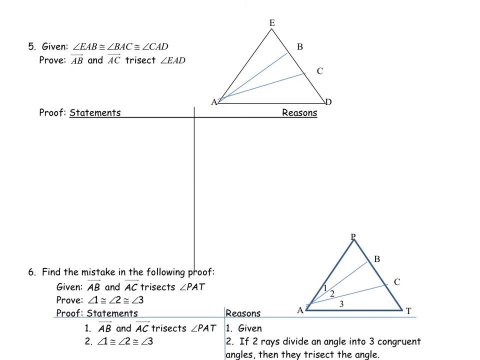Okay, let's try a couple more proofs involving angles. So here's the one again. We're going to start with the given: angle EAB is congruent to angle BAC, which is congruent to angle CAD. So three congruent angles this time. If I go ahead and mark my picture, that's these three up here. Lines are a little bit off, that's okay. And then for my reason, I can say what I'm trying to prove in the next step: ray AB and ray AC trisect angle EAD. So I'm ready to go ahead and say that for step 2.